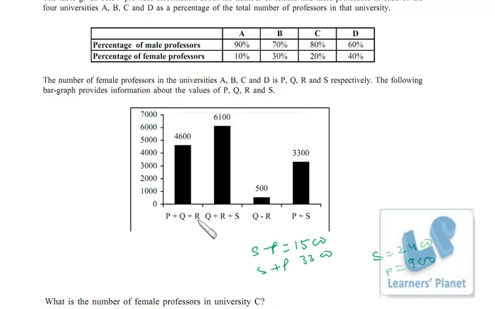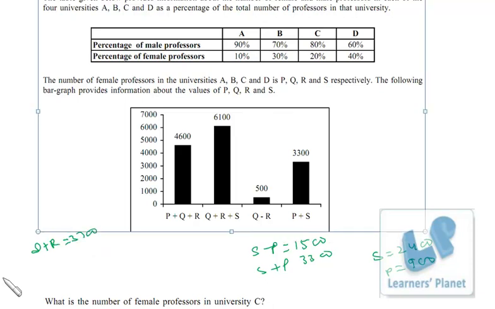So P plus Q plus R is 4600 and out of that P is 900. So Q plus R is 4600 minus 900. So Q plus R is 3700. Similarly, Q plus R plus S is 6100. Out of that S is 2400. So Q plus R is 61 minus 24, that is 37.